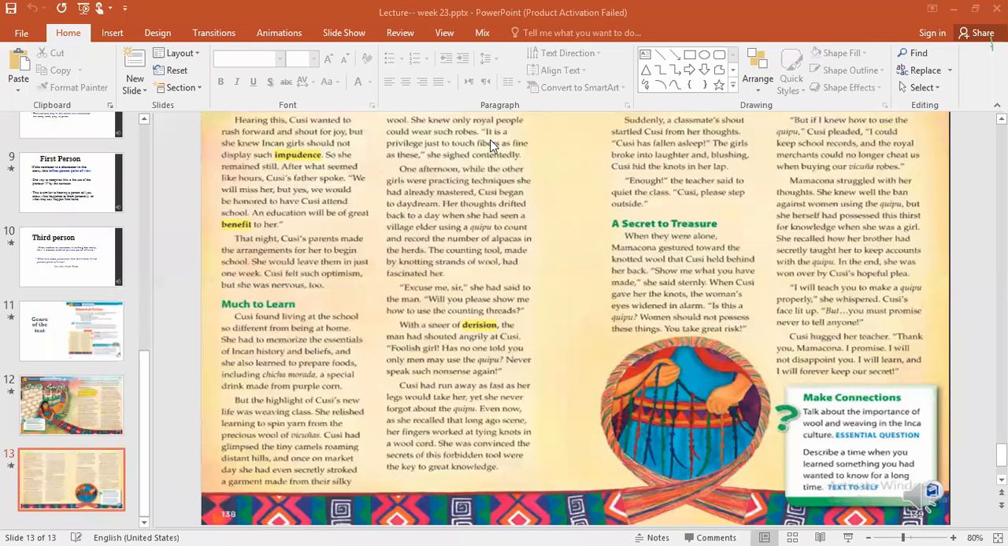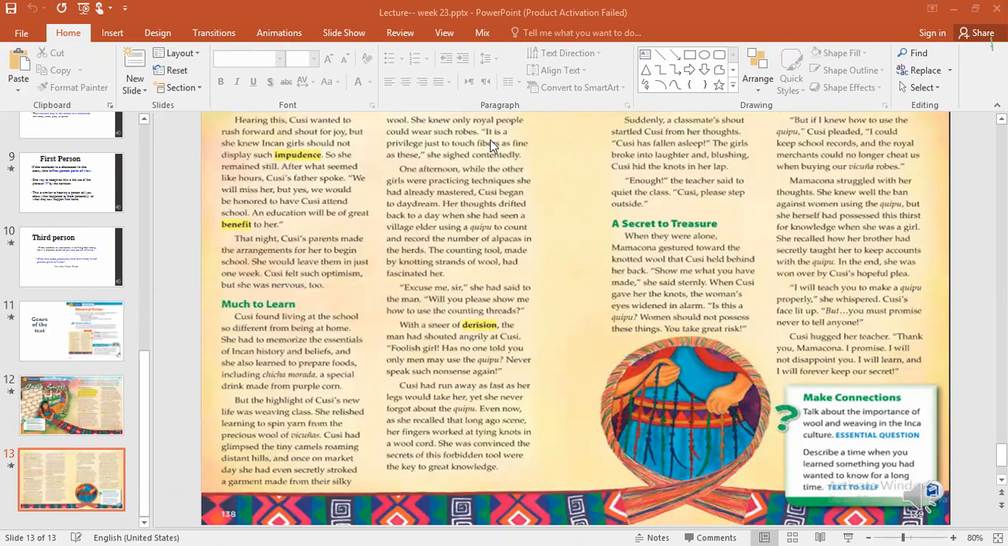It is a privilege just to touch fibers as fine as these, she sighed confidently. One afternoon, while the other girls were practicing techniques she had already mastered, Kuzi began to daydream. Her thoughts drifted back to a day when she had seen a village elder using a quipu to count and record the numbers of alpacas in the herd. The counting tool made by knotting strands of wool had fascinated her.